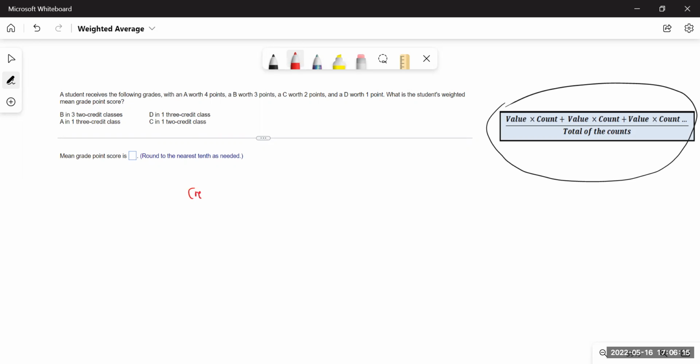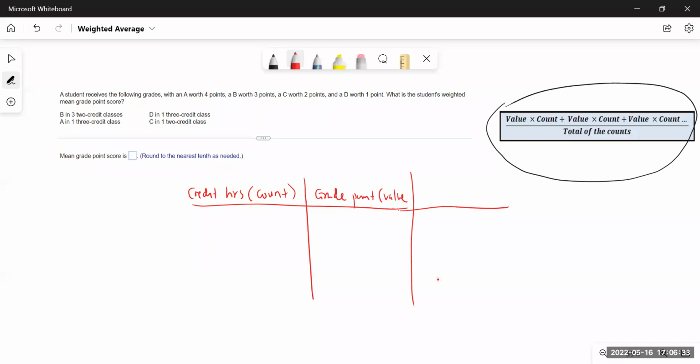So I always create 3 columns. Under the first column, I have the credit hours, which is the count. And under the grade point, I have that as a value. And in this formula, we are told that you take the value and you multiply by their respective count. So how you calculate your total quality points is by multiplying the credit hours by their respective grade point.